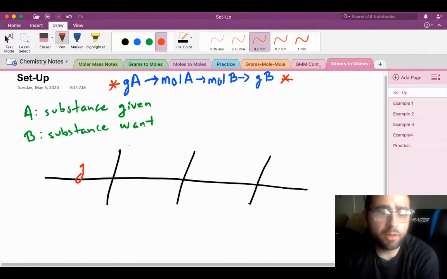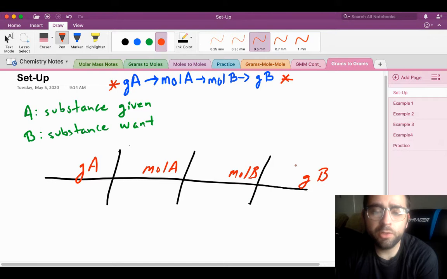So this box is going to be gram of A. This box is going to be mole of A. This one is going to be mole of B. And this one's going to be gram of B. All we're going to do is put numbers in the fronts, and then instead of saying A and B, we're going to put in whatever compounds we're talking about.